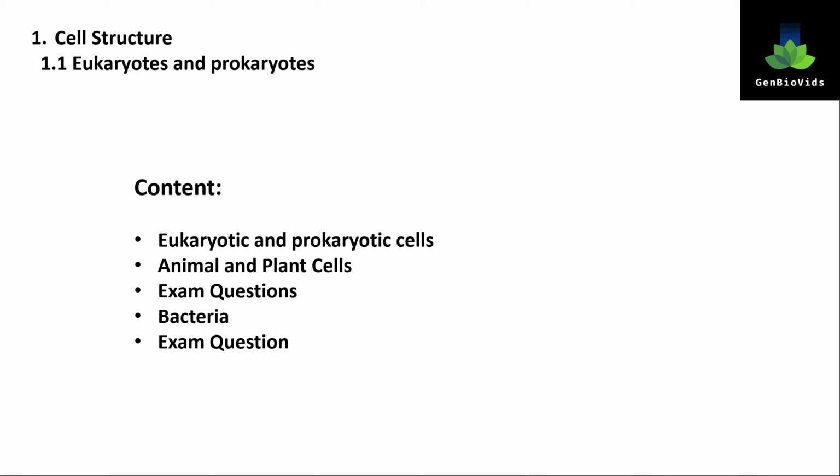So first we're going to look at the difference between eukaryotic and prokaryotic cells. We're then going to look at two examples of a eukaryotic cell, animal and plant cells, and their differences. We're then going to look at some exam questions about animal and plant cells. We're then going to look at an example of a prokaryotic cell, which is bacteria, and an exam question on this topic. Okay, so now we can begin.